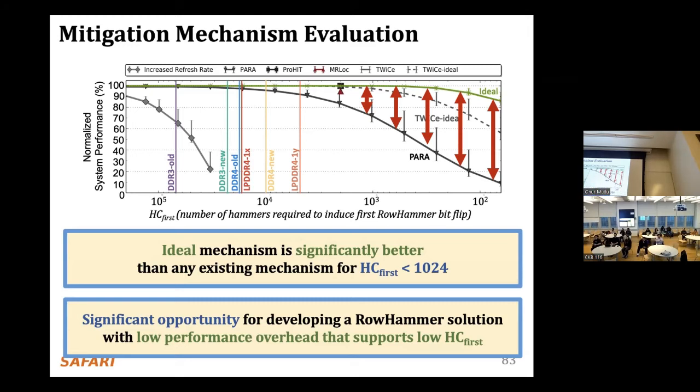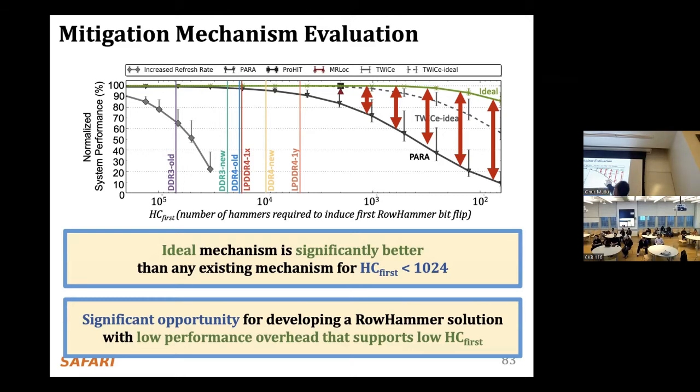We're marching towards lower hammer counts to induce bit flips. These are real numbers from DDR3 and LPDDR4 devices. And the y-axis is the normalized system performance impact of different mitigation mechanisms. So higher is better. Ideally, you're at 100%, meaning you don't have any performance impact. Increasing the refresh rate is terrible, as you can see. Basically, you get 80% degradation in performance. And then you don't need to study it, I think. That's not interesting. And TRR is the solution that we discussed in our original paper.